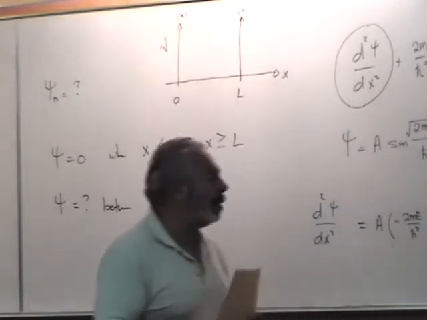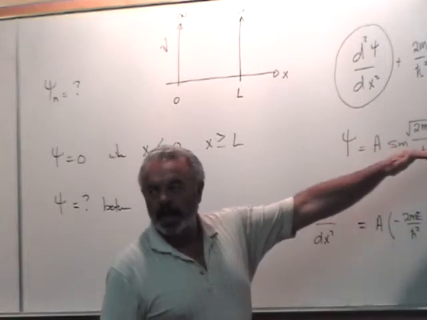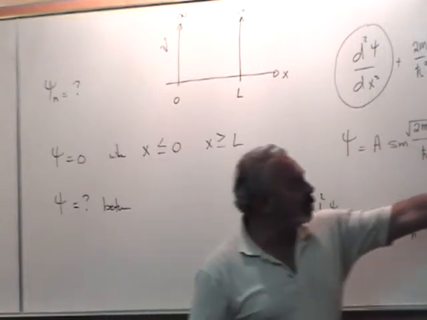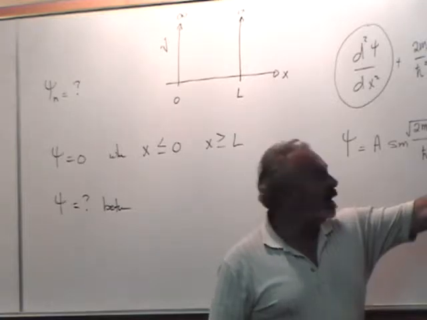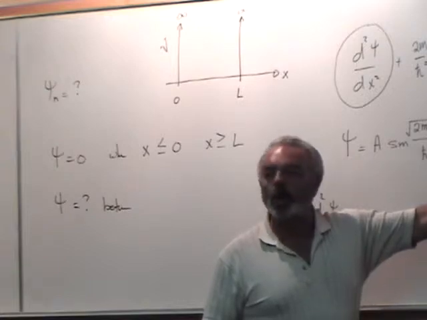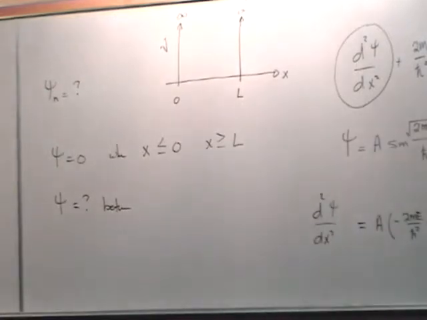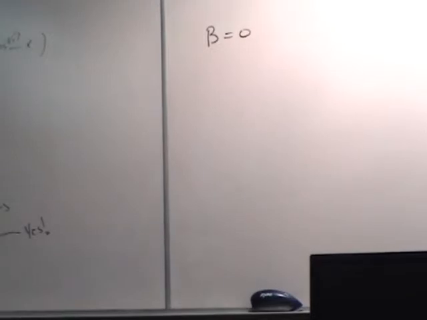We got a serious problem though, don't we? If this is an acceptable wave function, and it must be 0 when x equals 0, then we got a problem right here, don't we? Because cosine of 0 is what? Hence, therefore, we are absolutely sure that B must be 0. This part of the acceptable mathematical wave function is not acceptable physically. So now our wave function is restricted to this.